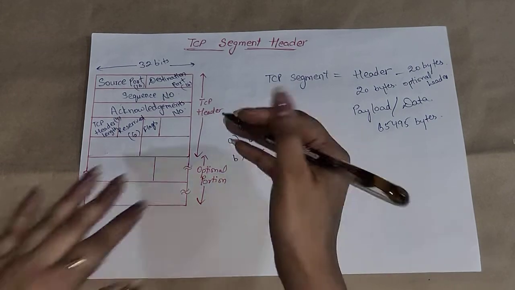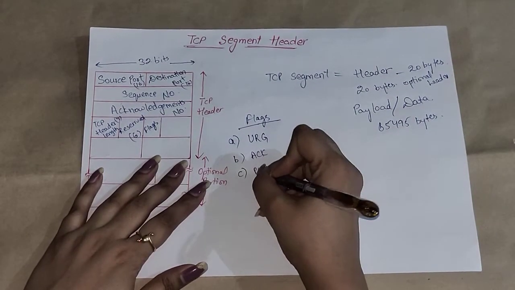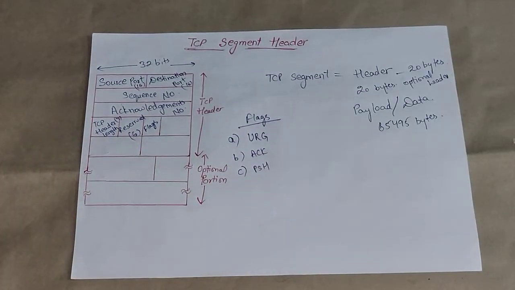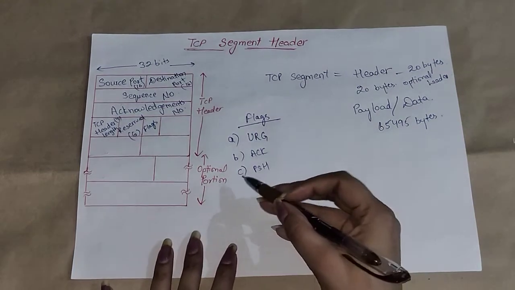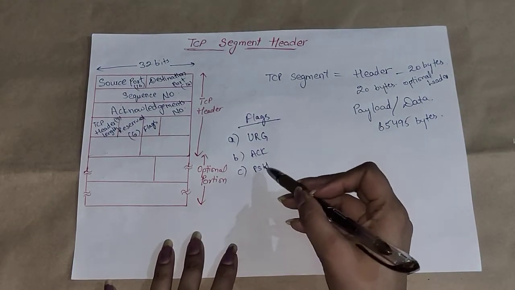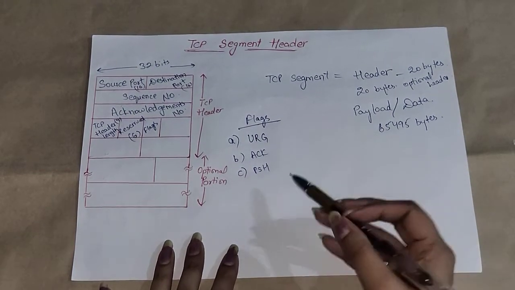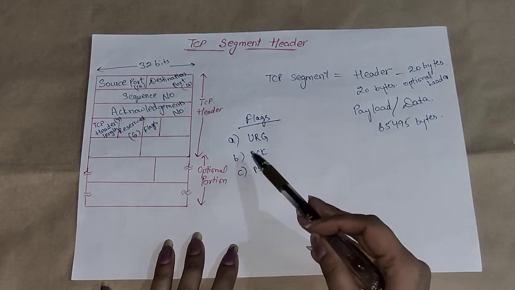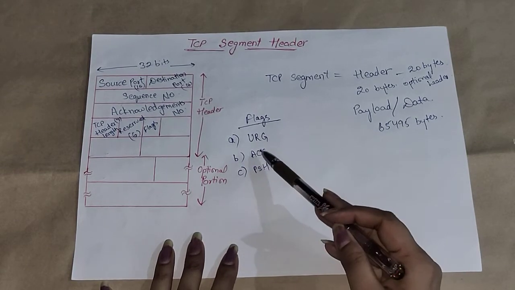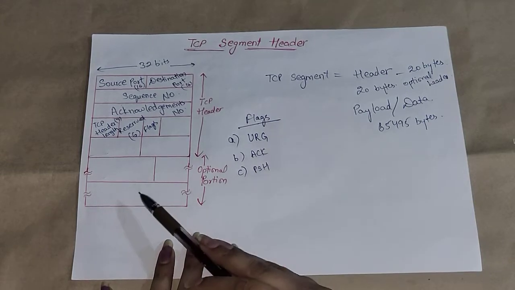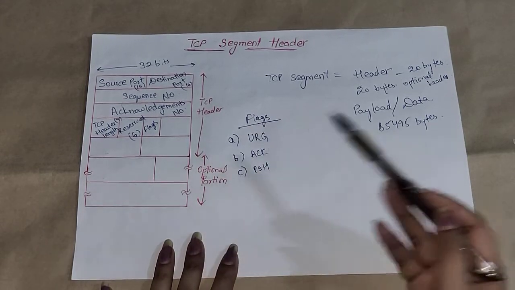Now third is PSH, push function. What is this? If this is set, then the receiver should deliver this segment to the application program. अगर push function set है तभी क्या होगा? Receiver अपना reply source को वापस send कर सकता है, otherwise not.